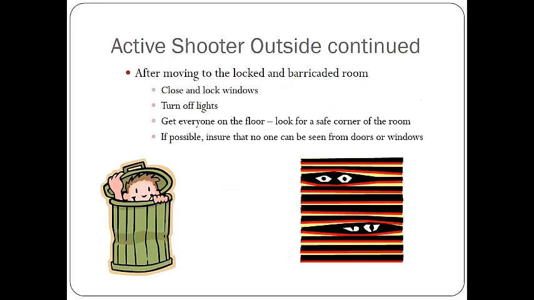After moving to the locked and barricaded room, close and lock windows. Turn off lights. Get everyone on the floor. Look for a safe corner of the room. If possible, ensure that no one can be seen from doors or windows.